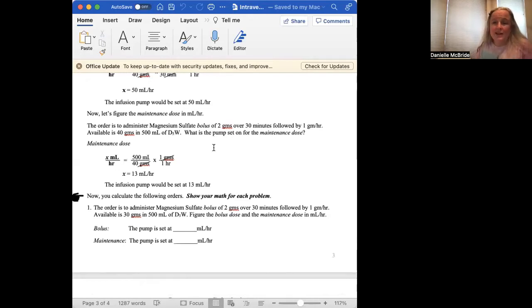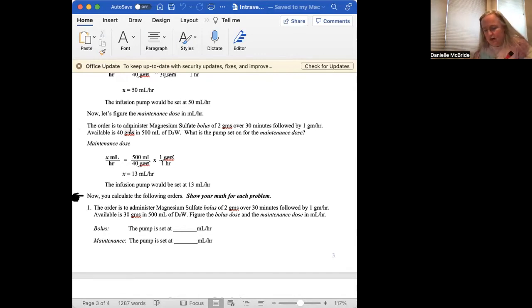And we always want to start by writing down what we know. Okay, so what I know is that my order is for a bolus of 2 grams over 30 minutes. And then the maintenance dose is 1 gram per hour. Okay, we see this here. Order to administer magnesium sulfate bolus 2 grams over 30 minutes followed by 1 gram per hour.